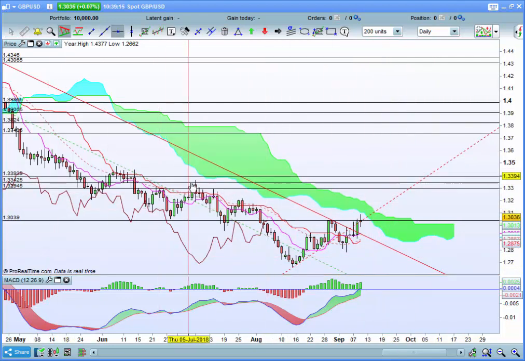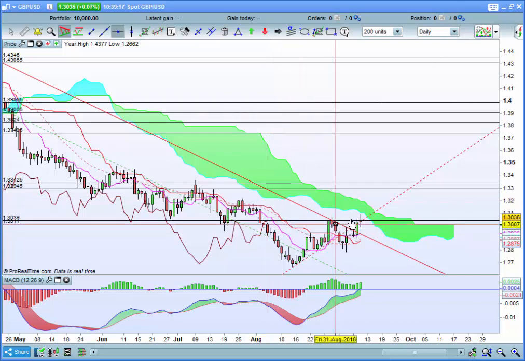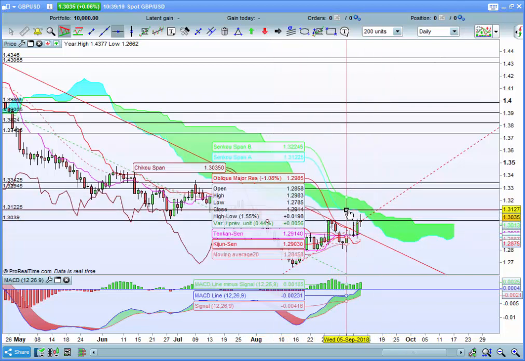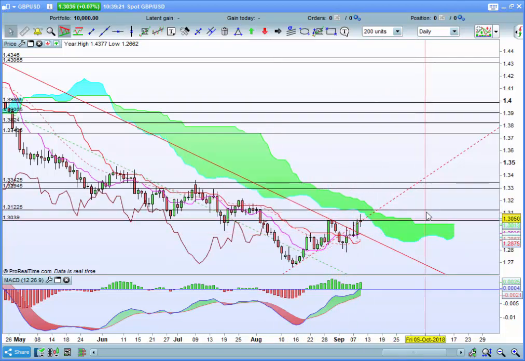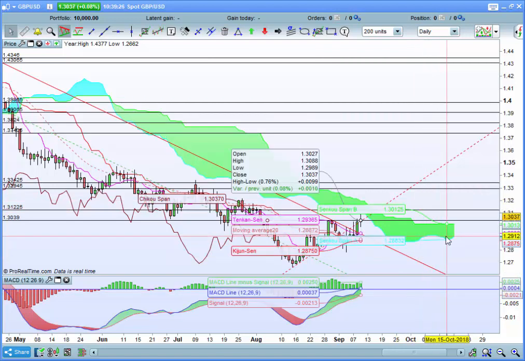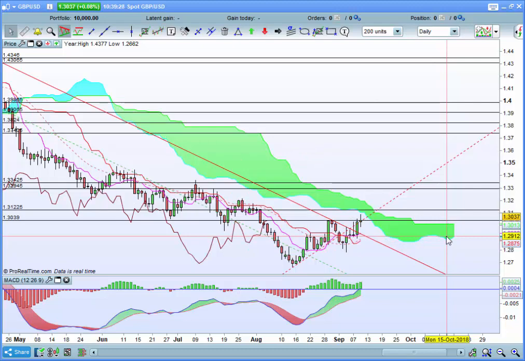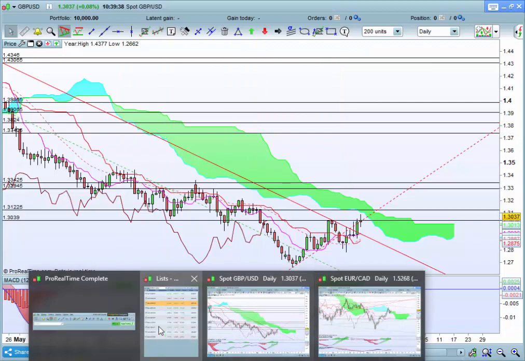So watching these levels very closely, the bottom end cloud level at 1.3120, 1.3126 zone. See if resistance will hold there. If it holds, we're going to go back down further. If not, then we could see a cloud cross buy signal there, but it's not quite there yet, but it's close to an inflection point.